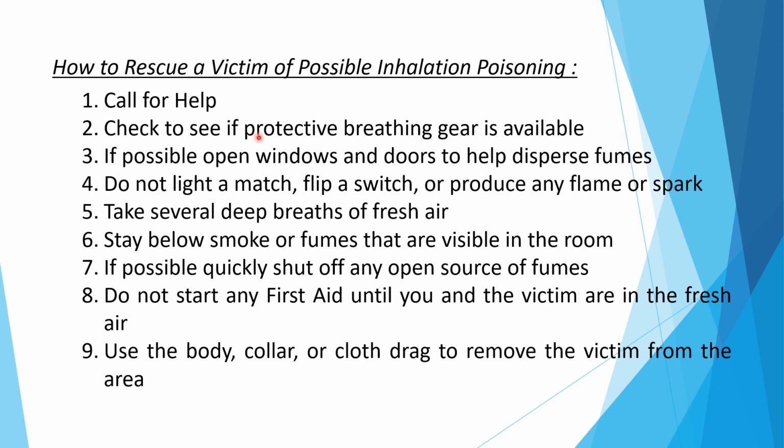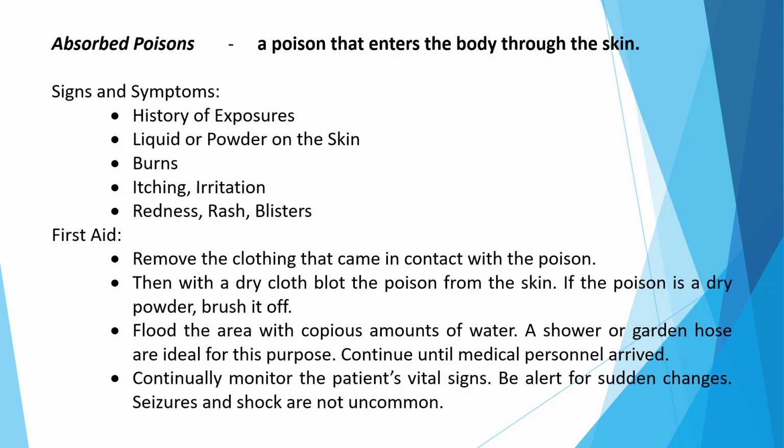How to rescue a breathing victim of possible inhalation poisoning. Call for help. Check to see if protective breathing gear is available. If possible, open windows and doors to help disperse fumes. Do not light a match, flip a switch, or produce any flame or spark. Take several deep breaths of fresh air. Stay below smoke or fumes if they are visible in the room. If possible, quickly shut off any source of fumes. Do not start any first aid until you and the victim are in fresh air. Use a body drag or cloth to remove the victim from the area.